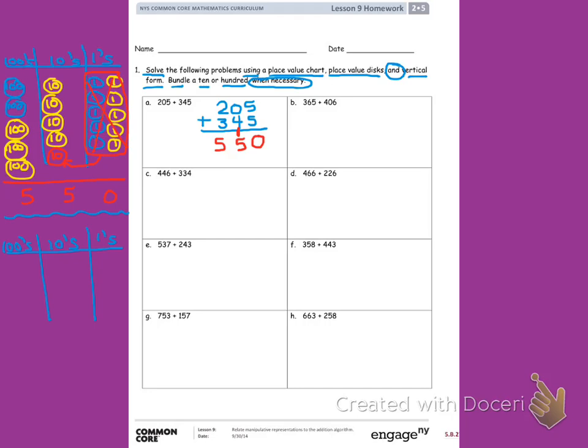446 has 4 groups of 100. I always like to write the number first, then circle it. That way I know it fits inside of my circle. And 446 has 4 tens. And 6 ones.